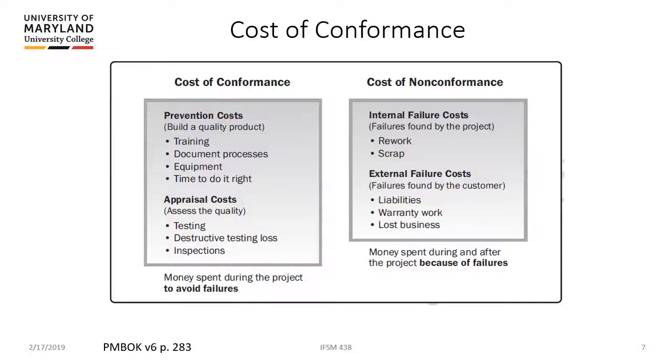And it really comes into 2 parts. Prevention costs, which is making sure you have a high quality product by preventing errors and preventing mistakes. And that's done by training, documenting your processes, having the right equipment, and the right time to do your processes correctly. And it also comes down to appraisal costs. That is the measures that you take to assess that things are done correctly.